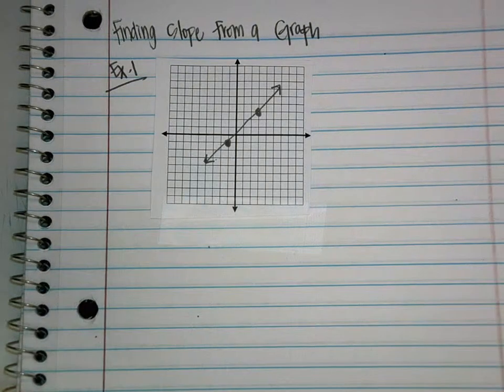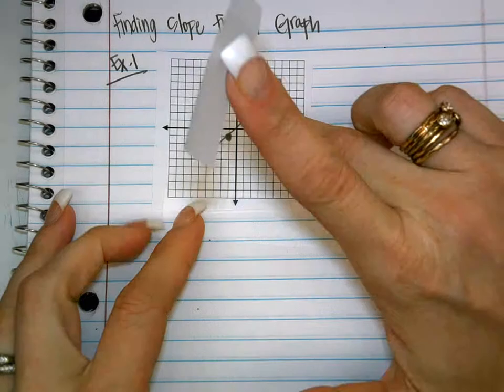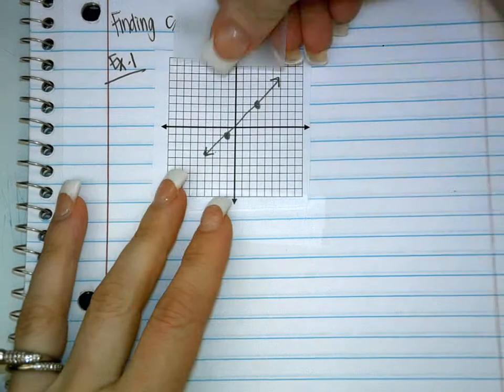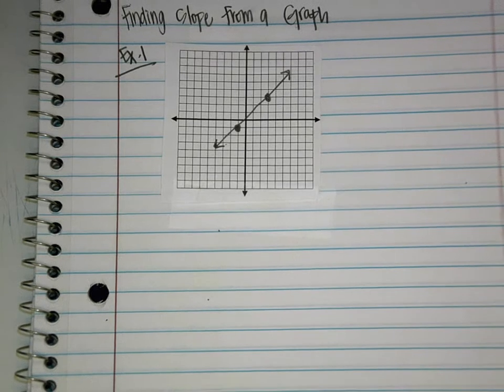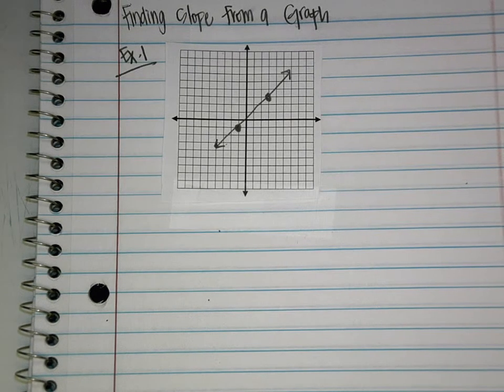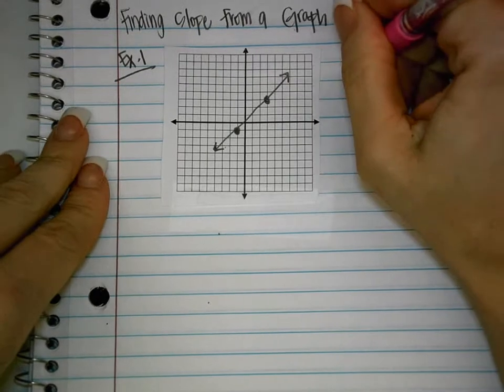Okay, so if you have 2 exact points on there, one of them is at negative 1, and the other one is over 1, 2, 3, up 1, 2, 3. Over 3, up 3. All you have to do is just count. Okay, what's the formula for slope? The general formula? Rise over run.